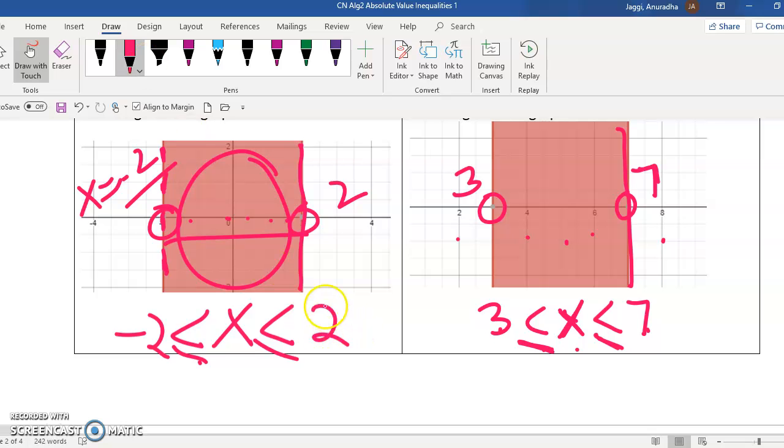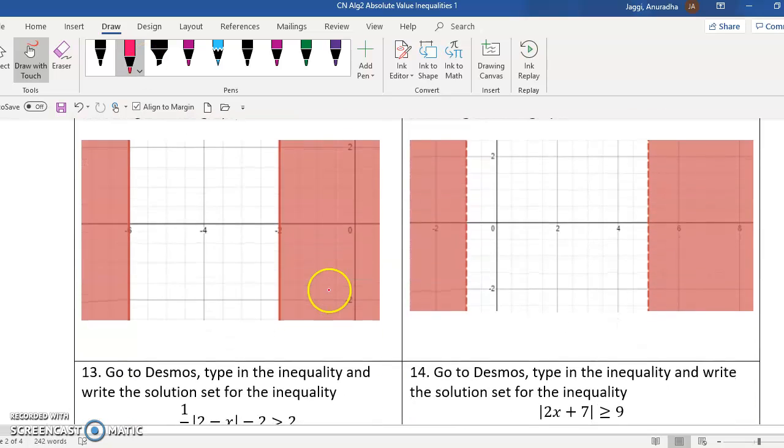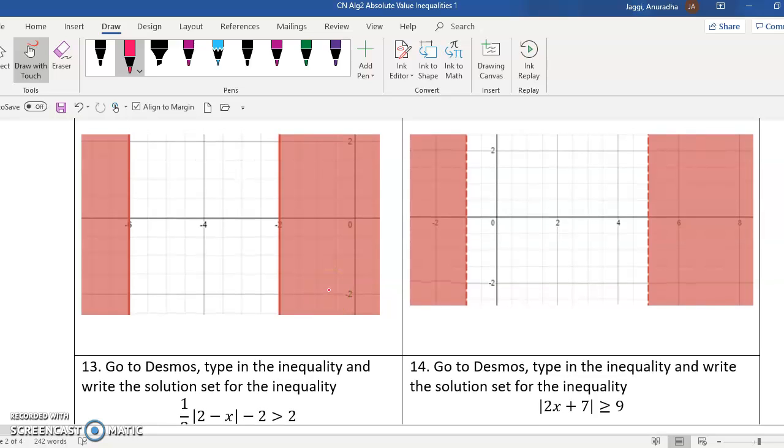Similarly, if you see something like this, whenever you see a space in between, you type in OR.